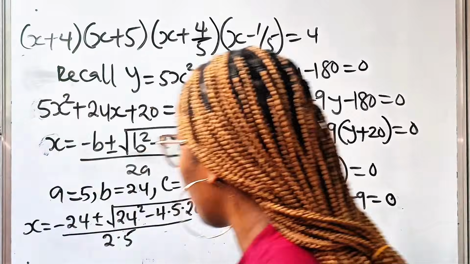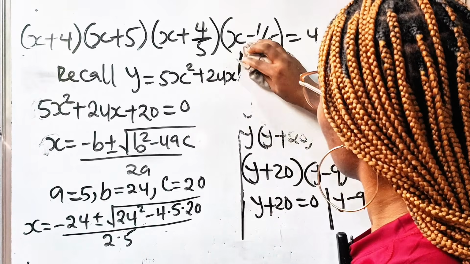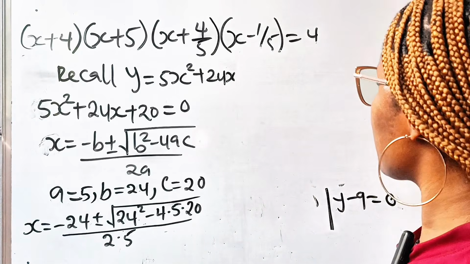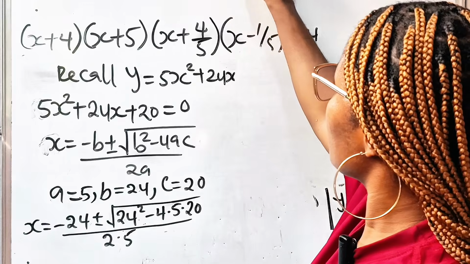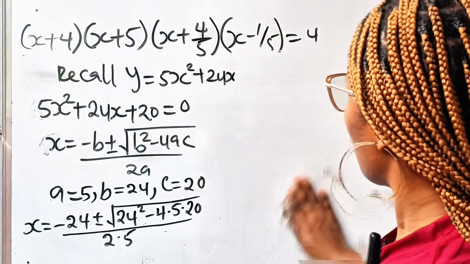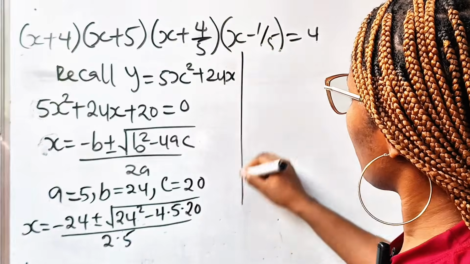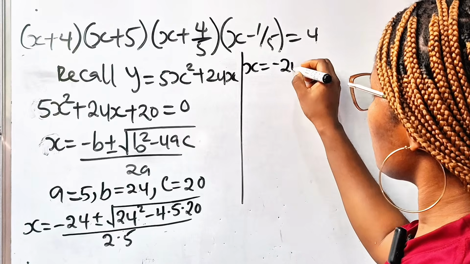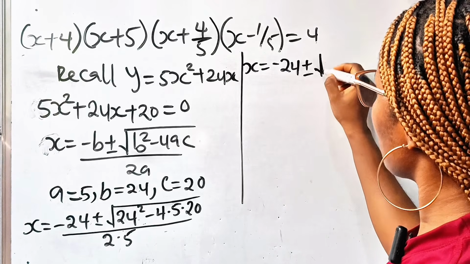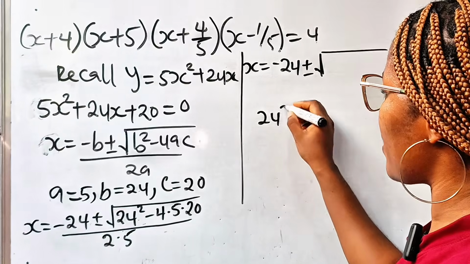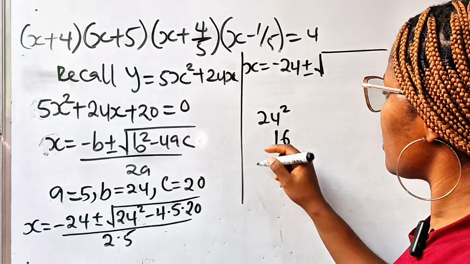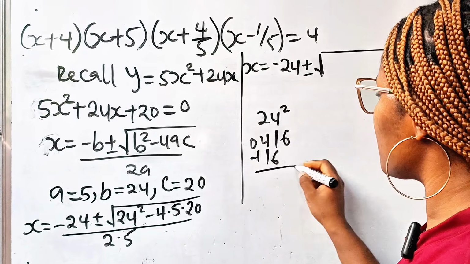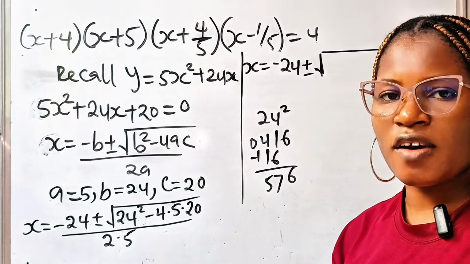Now, we continue. So it's still remaining y minus 9 equals 0. So let me write it somewhere. Okay. Now, we have x is equal to minus 24 plus or minus square root of, now 24 squared, we are going to use a matrix for that. 4 squared is 16, 2 squared is 04. 2 times 4 is 8, 8 times 2 is 16. So we add, it's going to be 576.